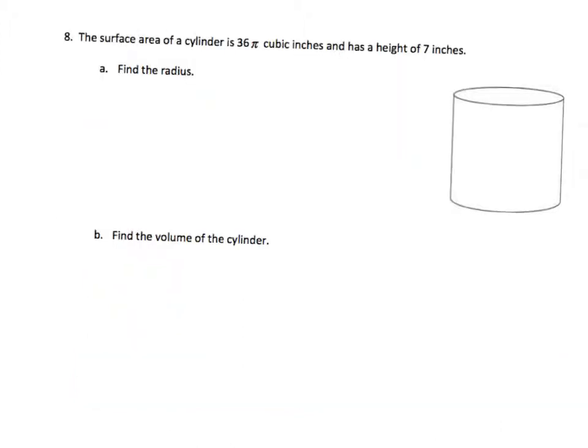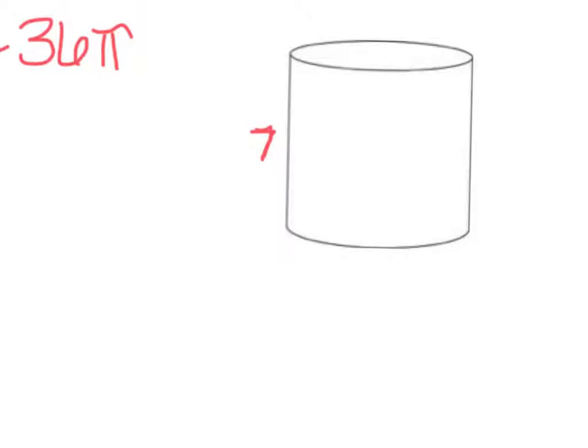All right, number 8, the surface area of a cylinder is 36 pi cubic inches and it has a height of 7. So this height here is 7. I know that the total surface area equals 36 pi. And I want to find out what the radius is.